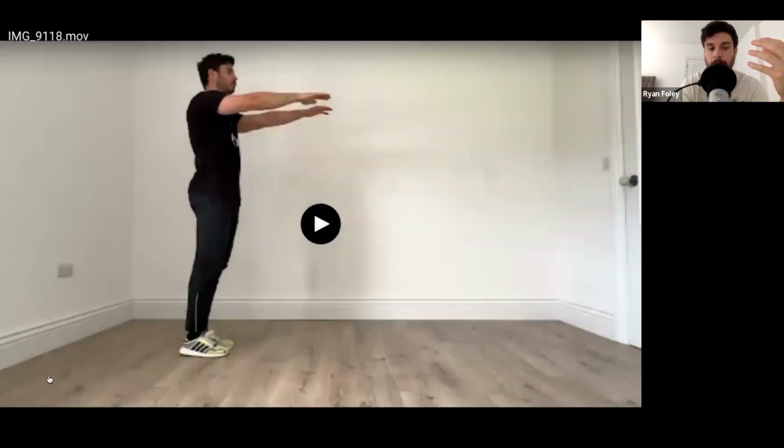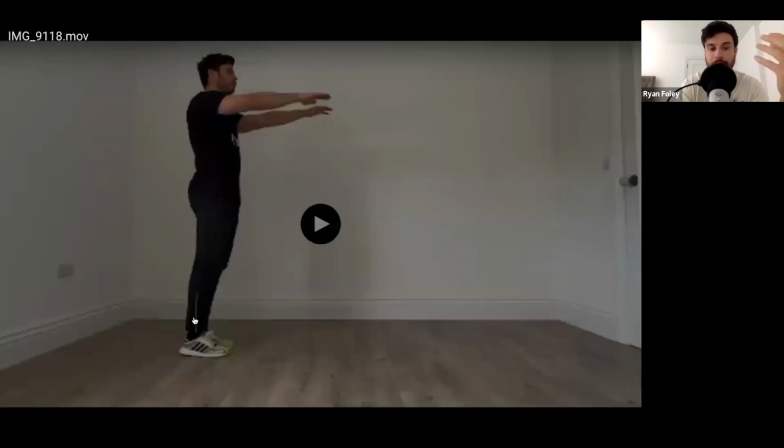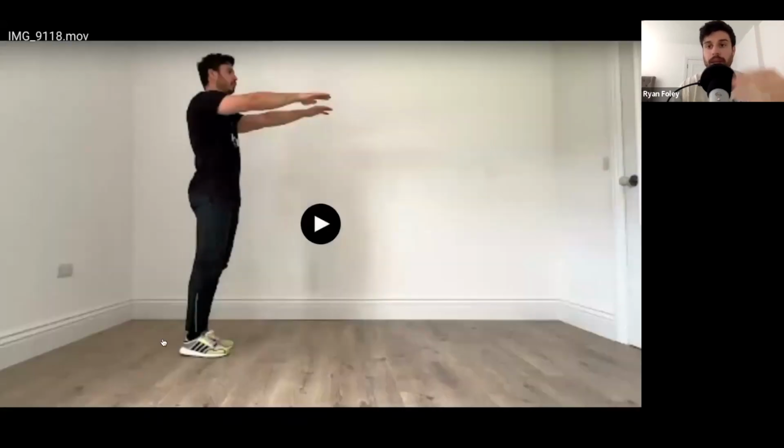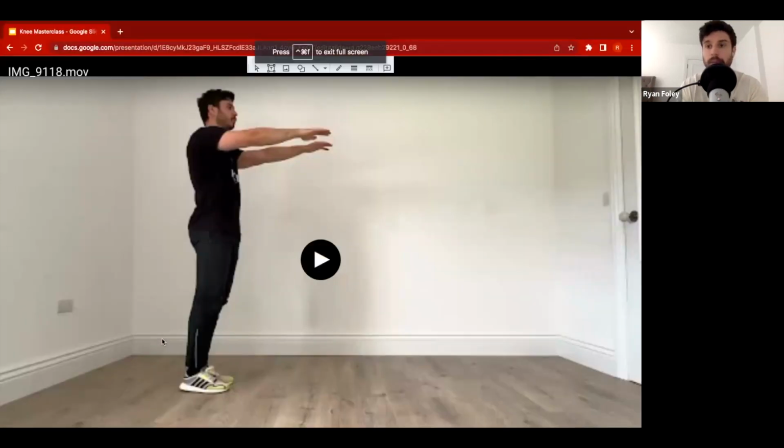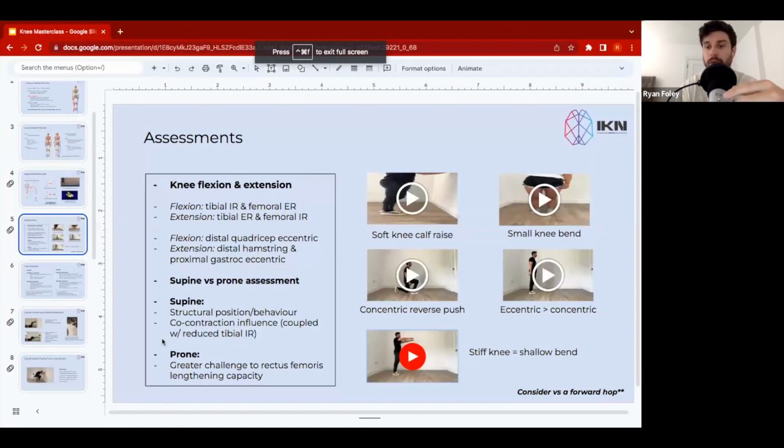Okay, so I would not be confident in this client returning back to running if, for example, they're post-op knee surgery, meniscal surgery, ACL, for example. I want them to feel confident in managing those forces and generating those forces through the distal quadriceps.